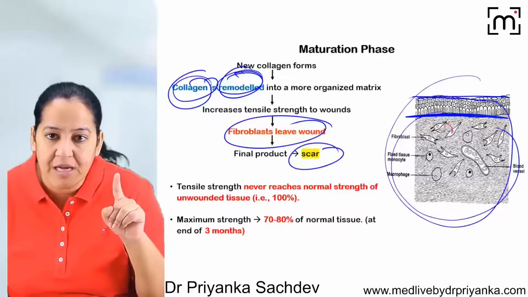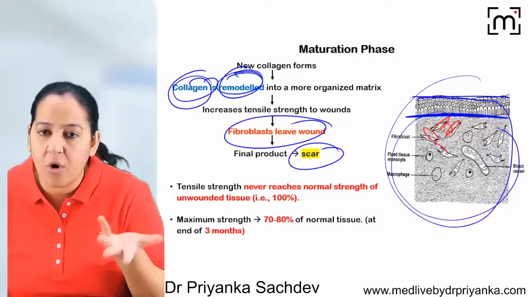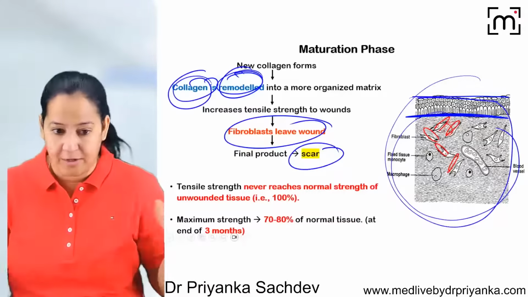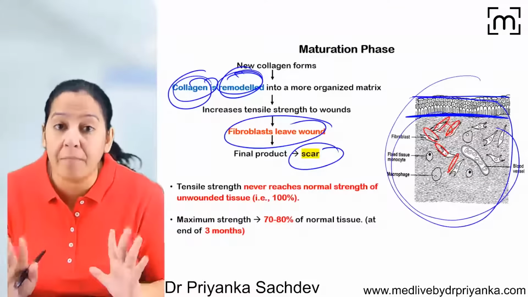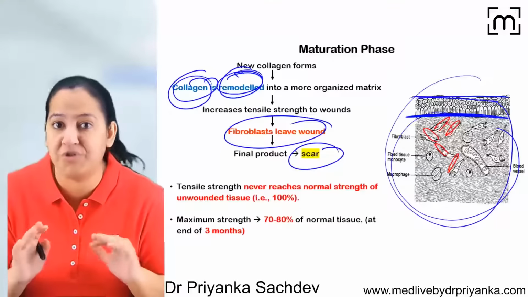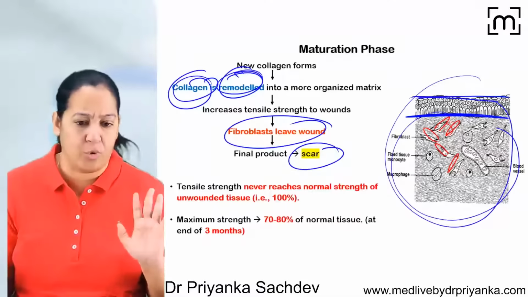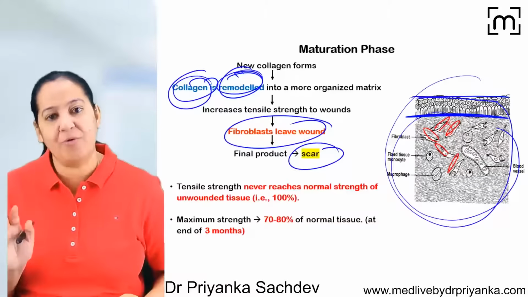Still there are a few fibroblasts, but gradually they will also leave the wound. They will leave, and it will become an acellular mass. So finally scar is formed. What is scar? Say, ma'am, scar is the acellular mass containing remodeled collagen. Only remodeled collagen. That's it. That is the scar. So the end product here is scar.